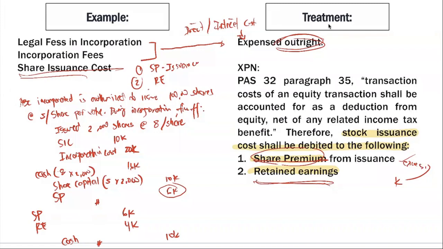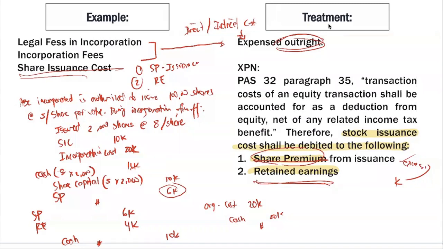Next, we account for your incorporation costs. So the incorporation cost is expense outright, so debit, organizational cost of 20,000 pesos. We credit cash. Again, so your organization costs, direct or indirect costs, as a general rule, expense outright. But as an exception to the rule, share issuance costs should be first reduced.